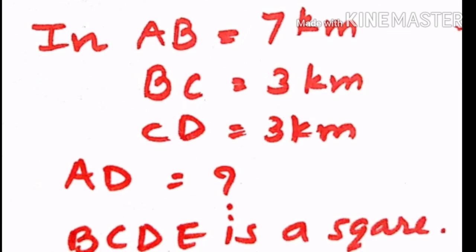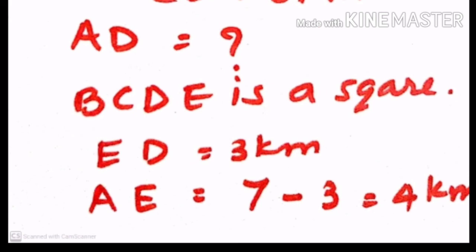So now we write here AB is equal to 7 kilometers, BC is equal to 3 kilometers, CD is equal to 3 kilometers, which is everything given in the question, and AD value we need to find out. And BCDE, as I told you, forms a square here. So all the sides of BCDE are same and they are of 3 kilometers. Now as we subtracted that half part, that ED is 3 kilometers, so AE is 7 minus 3, 4 kilometers, means we get all our distances.